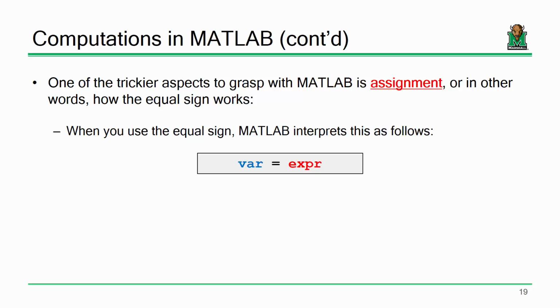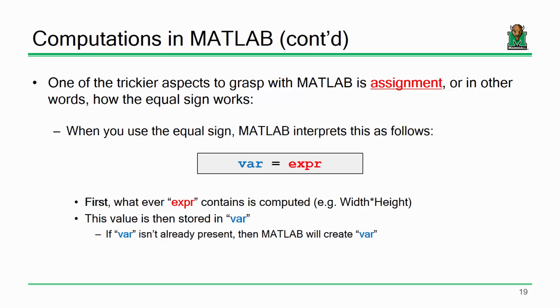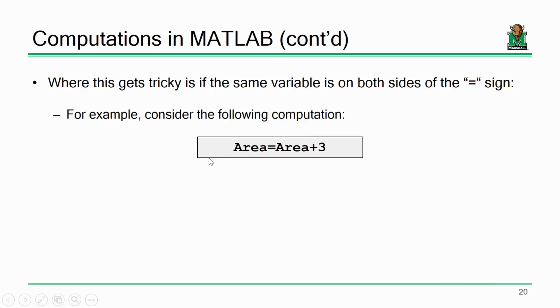And what we just did in computing the area was, first of all, there were two things that happened there. First, we had the calculation of width times height. It did that first, and then it created the variable. So the reason why I specifically mention that is because you can reuse variable names over and over again and overwrite the previous value. So for instance, consider this formula. Area equals area plus 3.